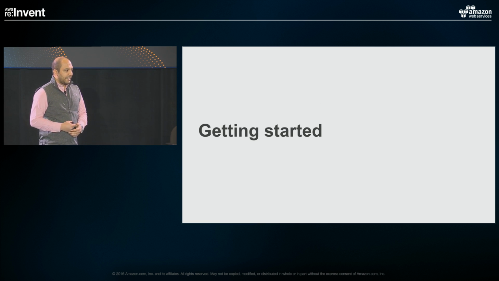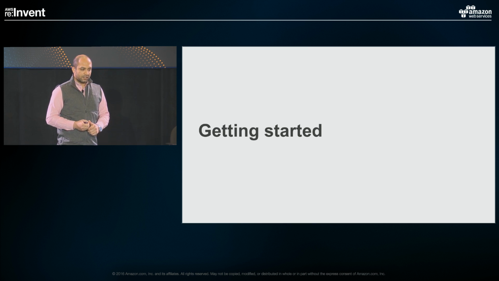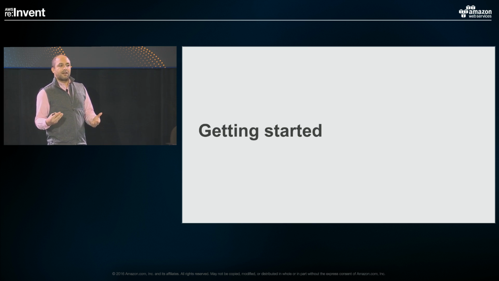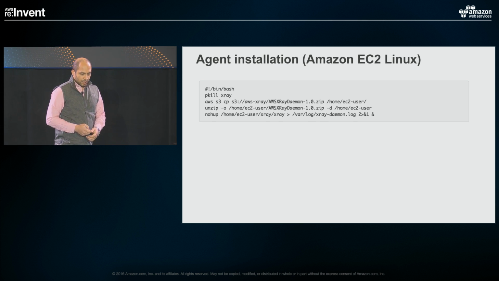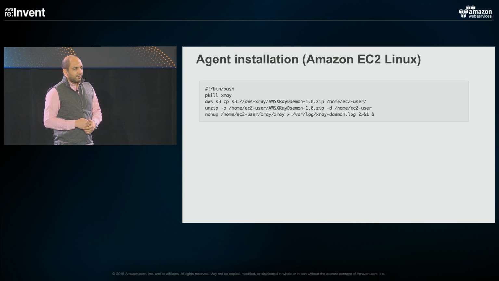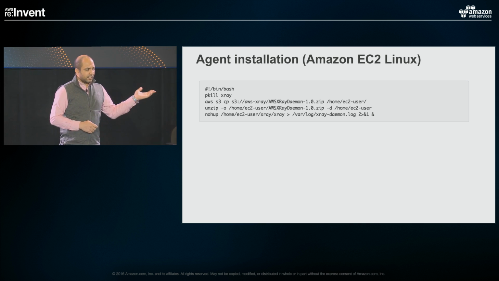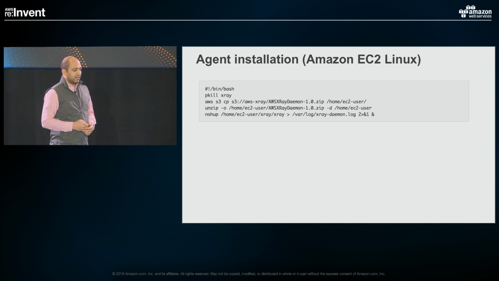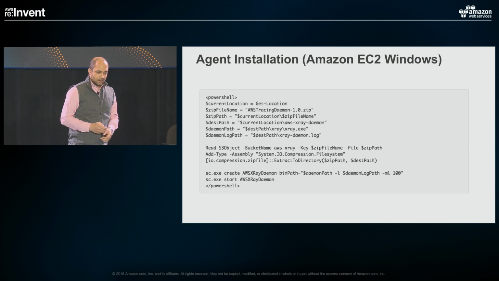So now let's talk about getting started. We've shown you the cool things you can do with the service. Let's talk about what it takes for you to get started using the service. The first aspect of starting with the service is the installation of the agent. This is a user data script that lets you install this on EC2 Linux systems, if you will. Simply downloading the daemon from S3 and then running it.